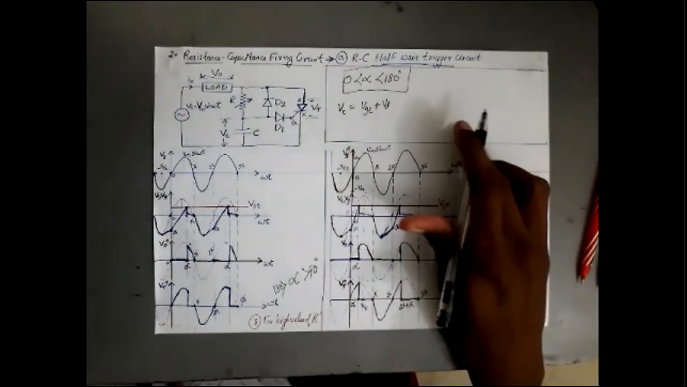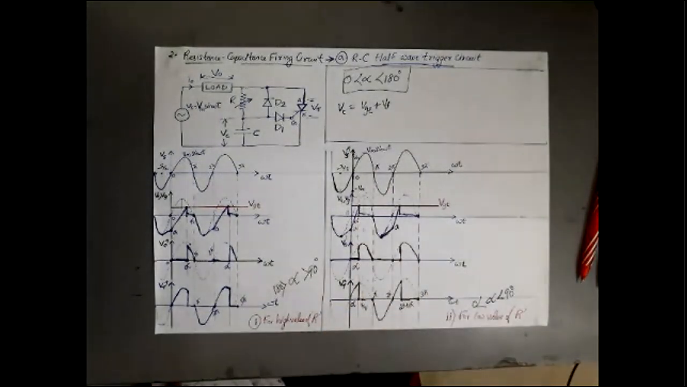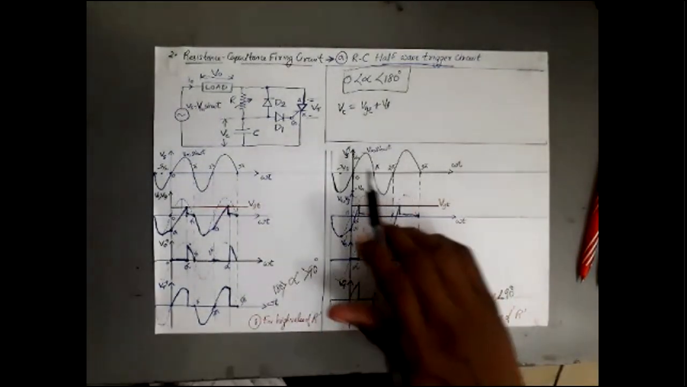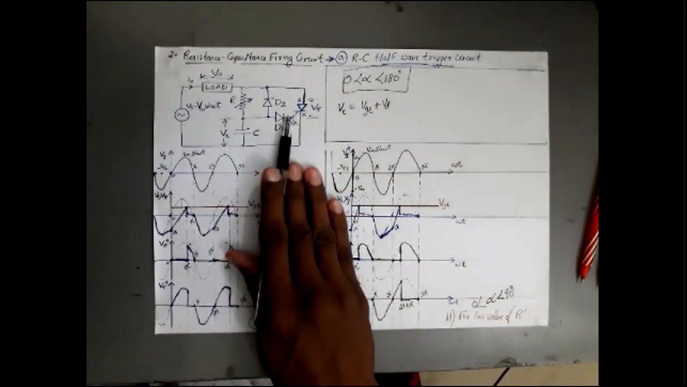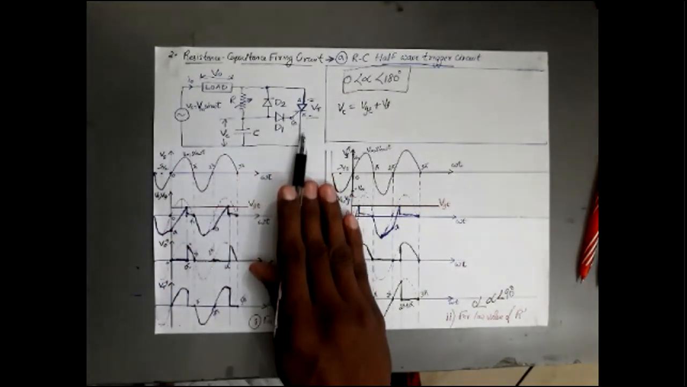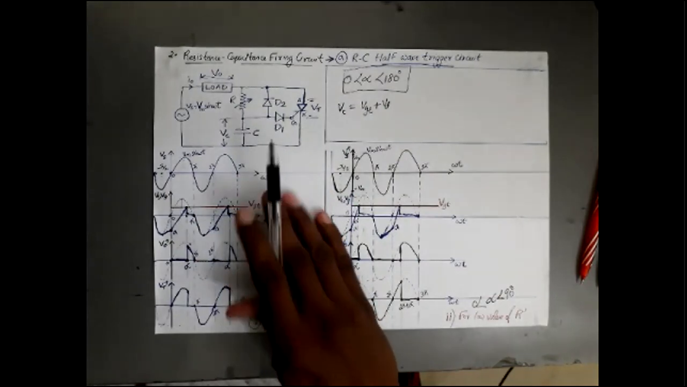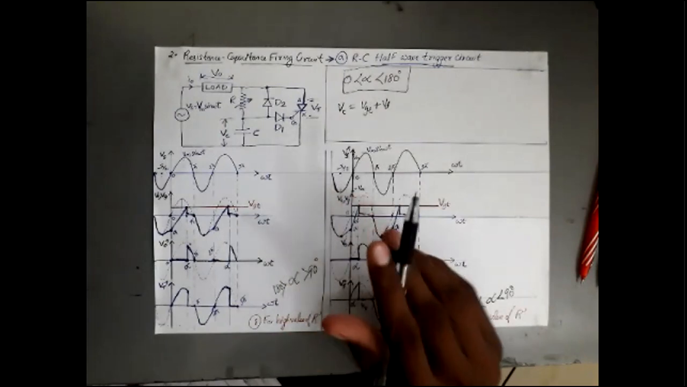Okay, and as we know, just at the moment I trigger my SCR, what is the current flowing through the circuit? IGT will be, GT means gate triggering current. IGT will be flowing through my circuit when I have triggered my SCR. Okay, just at the moment of triggering. Okay, then what is the condition?